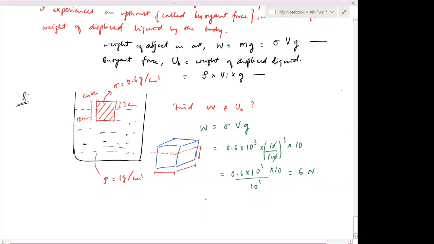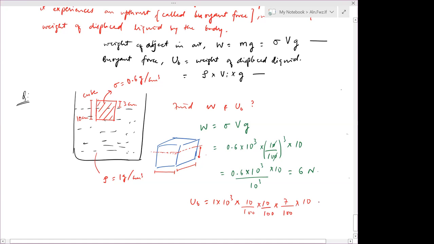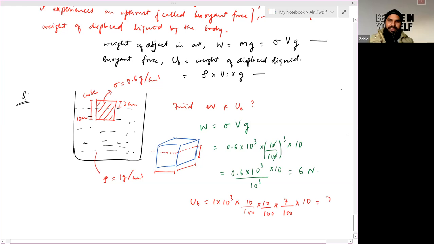Yes, sir. So you can find buoyant force equals to density of water, that is 1 into 10 to the power 3, volume of object immersed into it. So length is 10 centimeter, breadth is also 10 centimeter, but up to 7 centimeter height, it is immersed into it. So it will be 7 by 100. Gravity is 10. Okay. Yes, sir. So if you simplify it, you will get 7 Newton. Is it clear? Yes, sir.